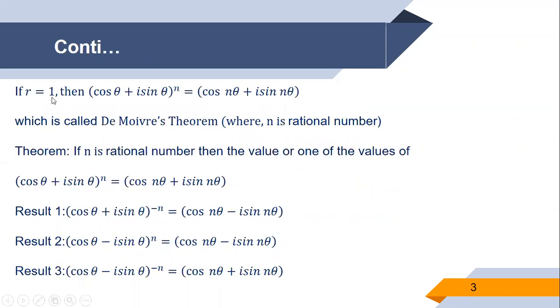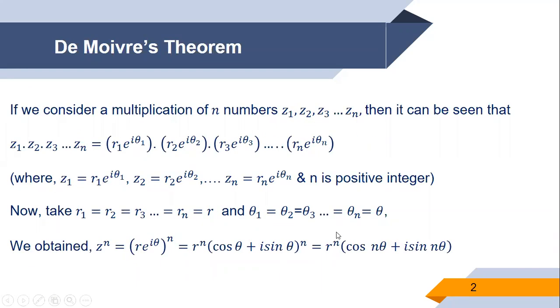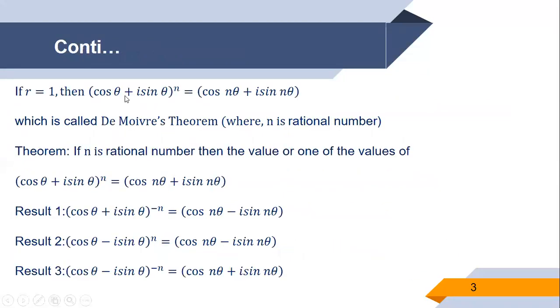If r is equal to 1 in the previous equation, we can say cos theta plus i sin theta raised to n is equal to cos n theta plus i sin n theta, and this is called De Moivre's theorem, where n is a rational number. So if a question is to define De Moivre's theorem, then the formula is cos theta plus i sin theta raised to n is equal to cos n theta plus i sin n theta.